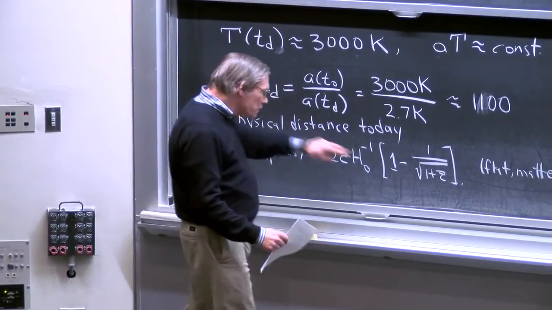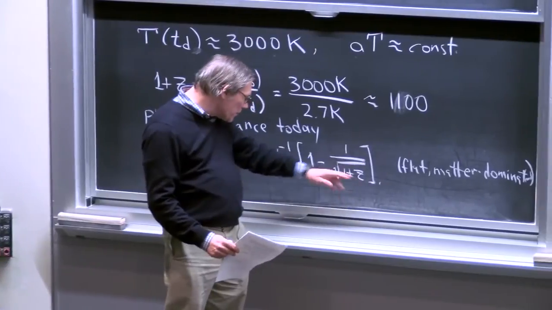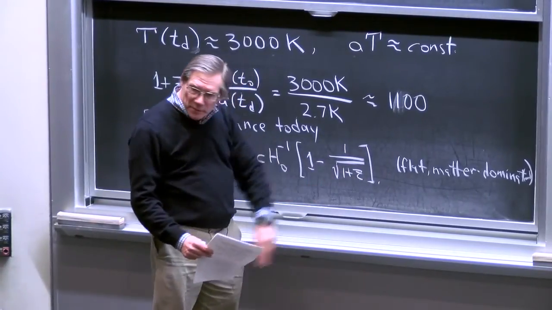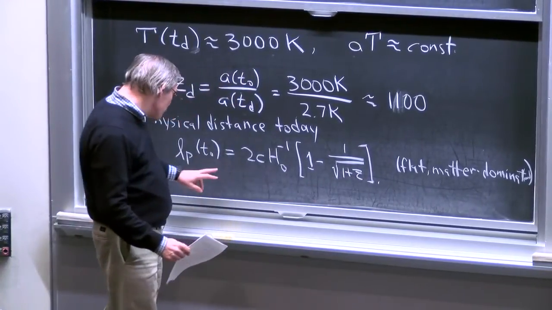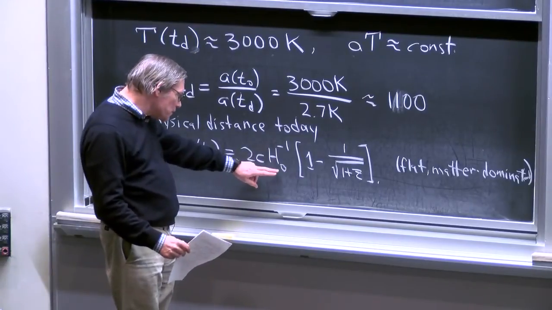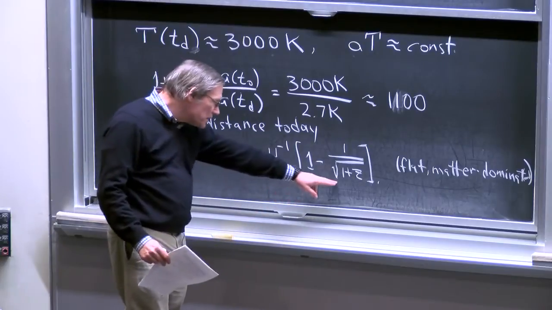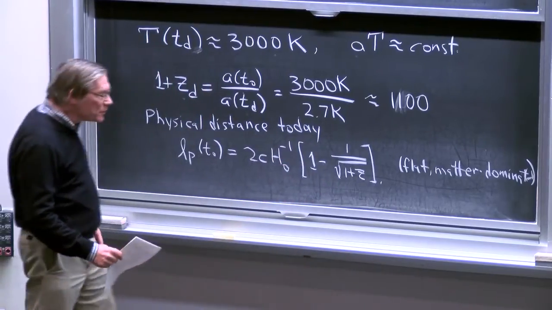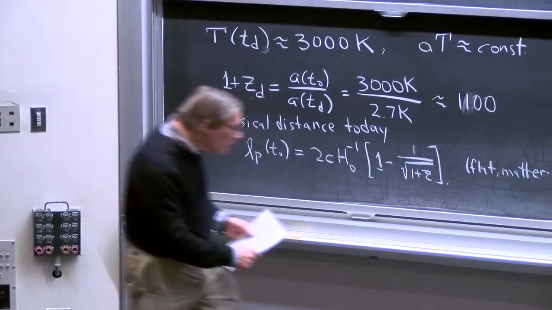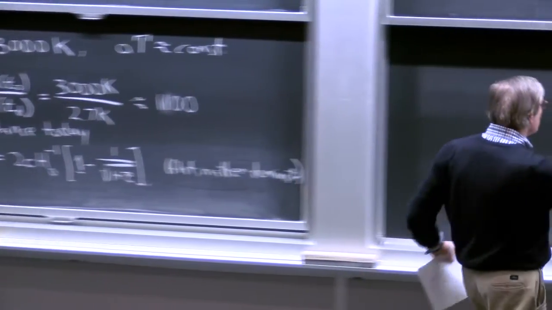For a z this large, this factor is a small correction. I think this ends up being 0.97 or something like that, very close to 1, which means that we're getting very close to 2c H naught inverse, which is the actual horizon. The horizon corresponds to z equals infinity. If you think about it, that's what you'd expect the horizon to be. It corresponds to infinite redshift, and you don't see anything beyond that.